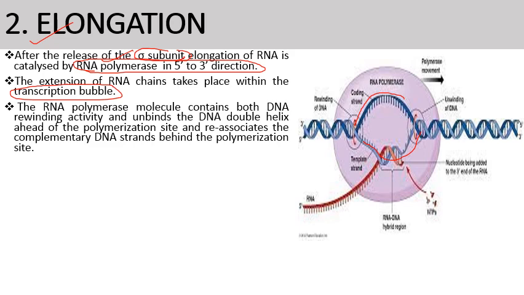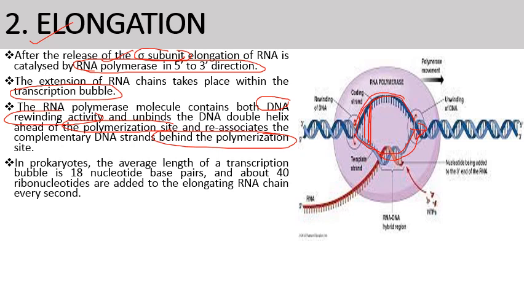The RNA polymerase molecule contains both DNA unwinding and rewinding activity. It unwinds the DNA double helix ahead of the polymerization site and reassociates the complementary DNA strands behind the polymerization site. So both the functions, opening of the DNA double helix and rejoining of both strands again, and further unwinding of the DNA double strand in the forward direction in which transcription proceeds, are done by this single enzyme, that is RNA polymerase.